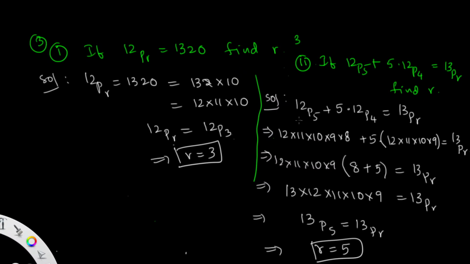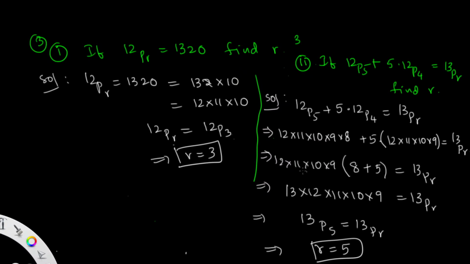What is the question given? 12P5 is nothing but starting with 12 and writing 5 terms: 12, 11, 10, 9, 8. Plus 5 into 12P4, which is nothing but 12 into 11 into 10 into 9. How many terms should you write? 4 terms. That is equal to 13PR.